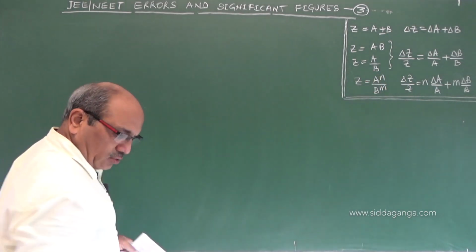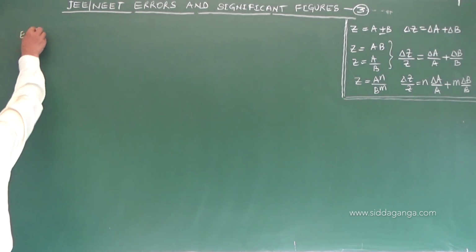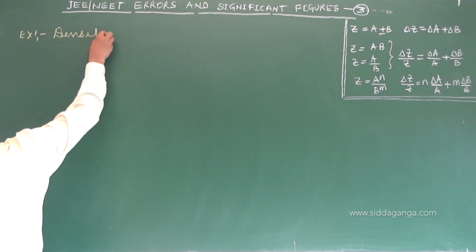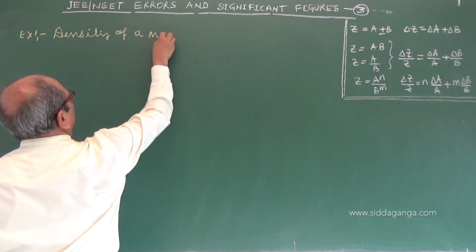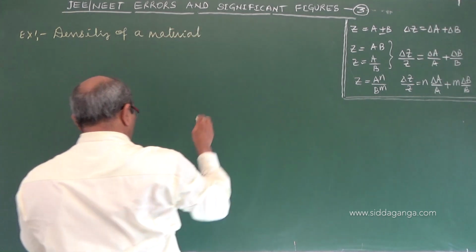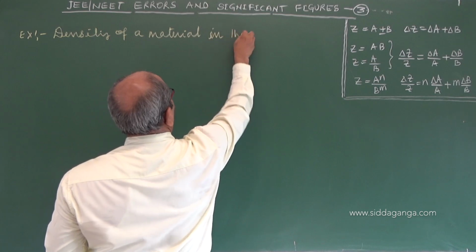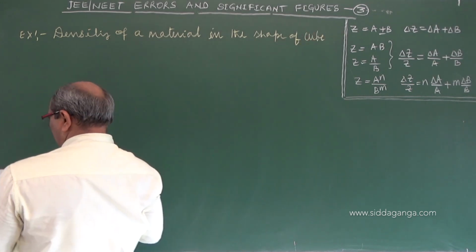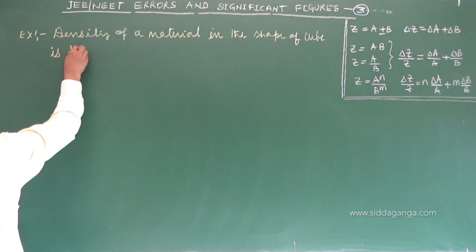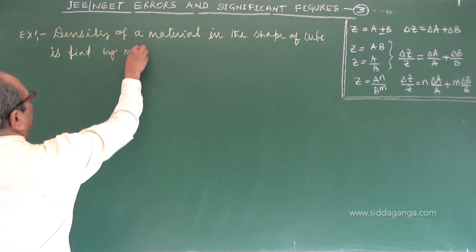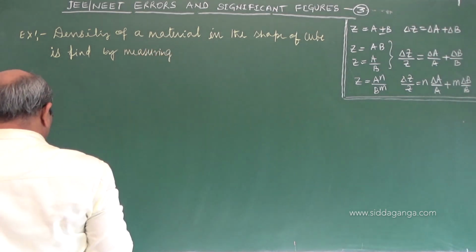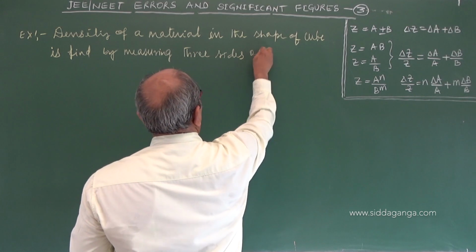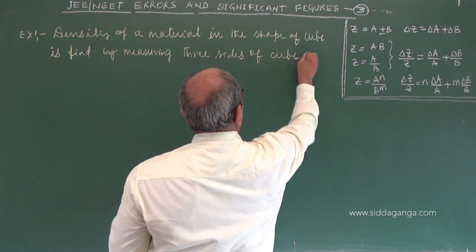So, coming to another question. The density of a material in the shape of a cube is found by measuring three sides of the cube and its mass.